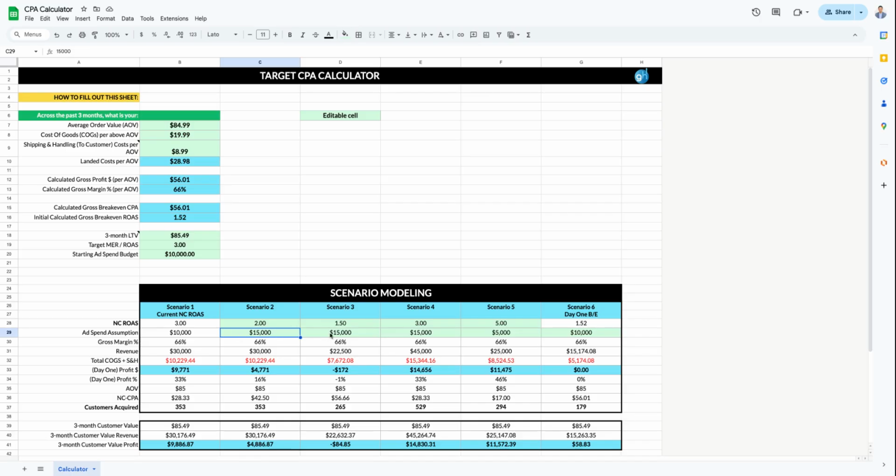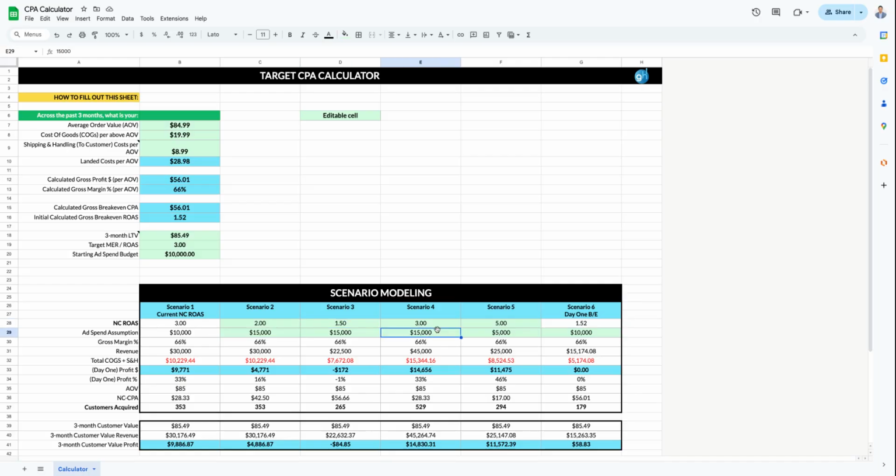All right. What if we spent $15,000 at a 1.5 ROAS? We would have minus 172 on day 1 and minus 84.85 on month 3. Okay. So this is obviously not a great scenario, but also at the same time, your break-even return on ad spend is quite high. Okay.